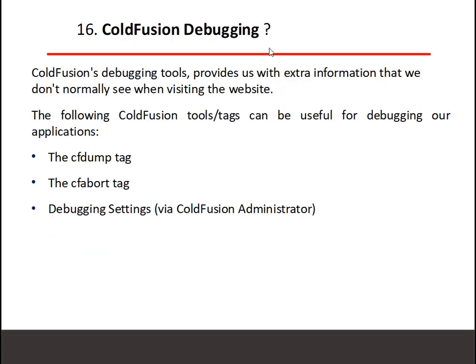How can you debug in ColdFusion? That is very important in any programming language, right? And ColdFusion comes with a very simple debugging process. One is the CF dump tag. Within CF script, you can use writeDump. It can help you to dump any complex variables, right? CF abort just stops the execution. And there is a setting, which we say you should only use in your development environment, because it will pop up all the debugging output onto your screen. So yeah, these three things are used for debugging in ColdFusion.